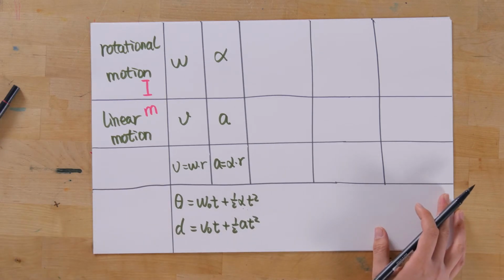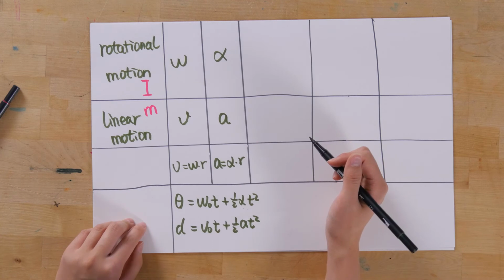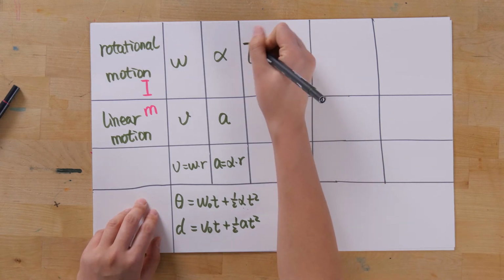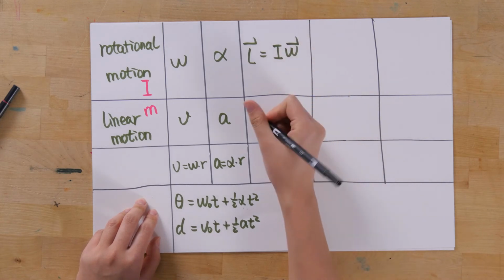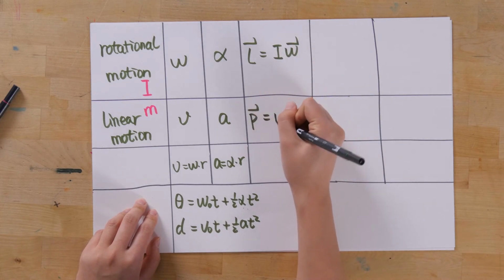Then what is the momentum? For rotational motion, we have angular momentum equals... For linear motion, we have linear momentum.